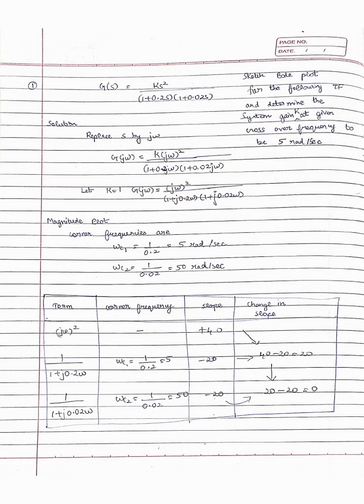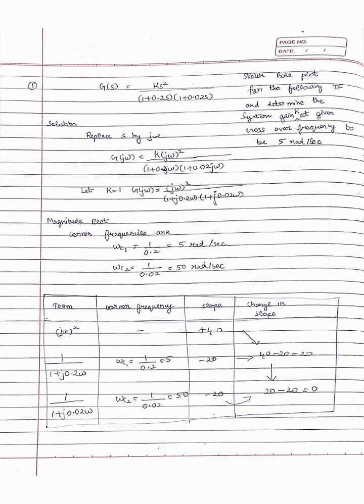So first step is to replace s by j omega. G of j omega equals k into (j omega) square divided by (1 plus 0.2 j omega) into (1 plus 0.02 j omega). For instance, let k equal to 1. So G of j omega equals (j omega) square divided by (1 plus j 0.2 omega) into (1 plus j 0.02 omega). So first we will be finding the magnitude plot.